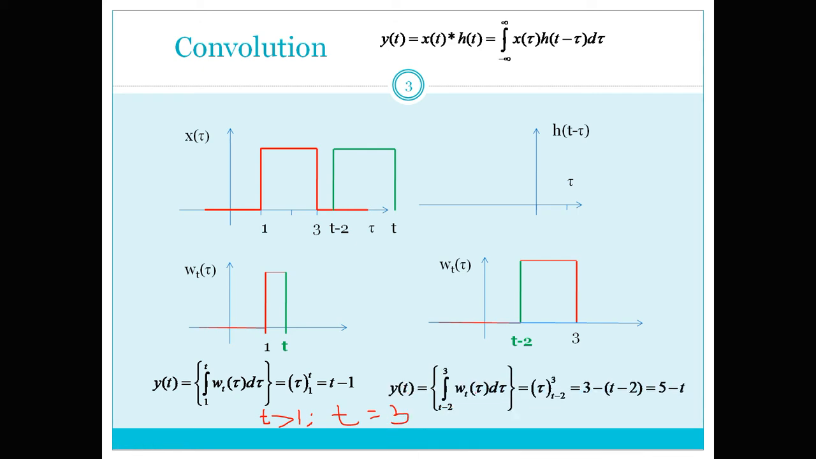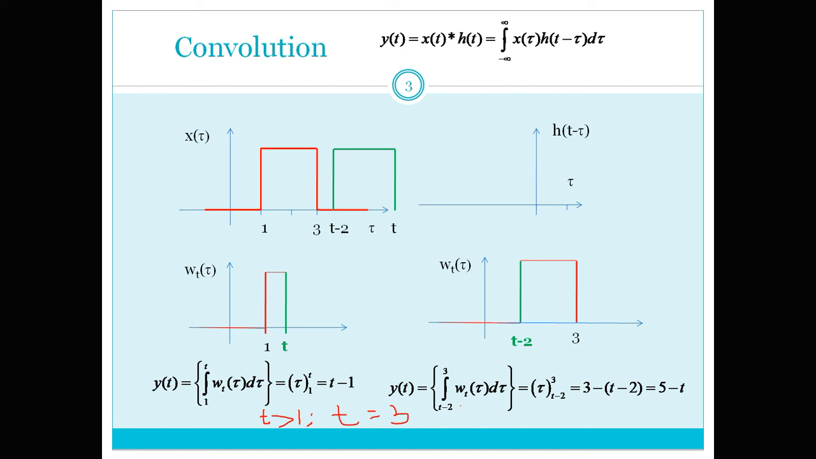Now this is the second case. If t is greater than 3, this case will come into the picture. This is t minus 2 to 3. So y of t is equal to the integral from t minus 2 to 3 of Wt tau d tau.